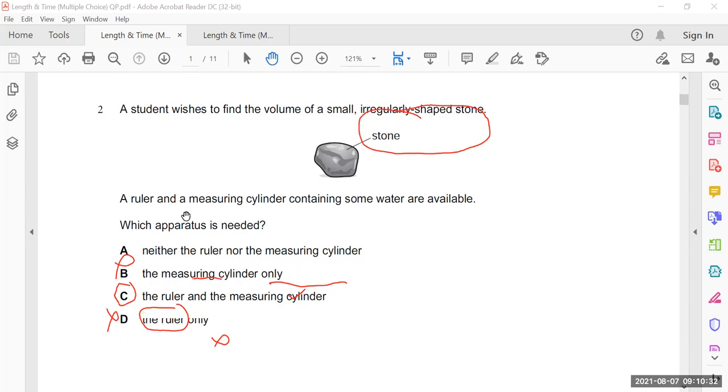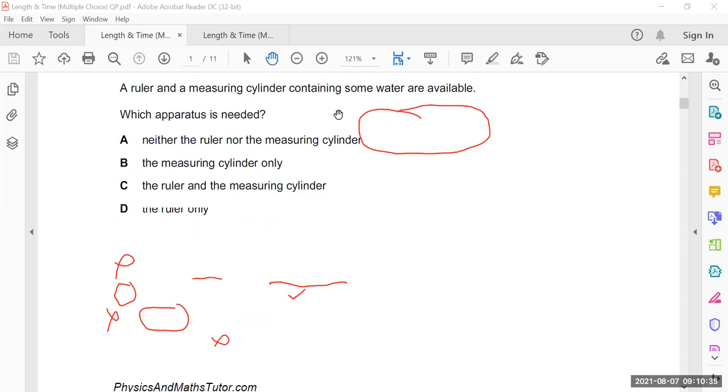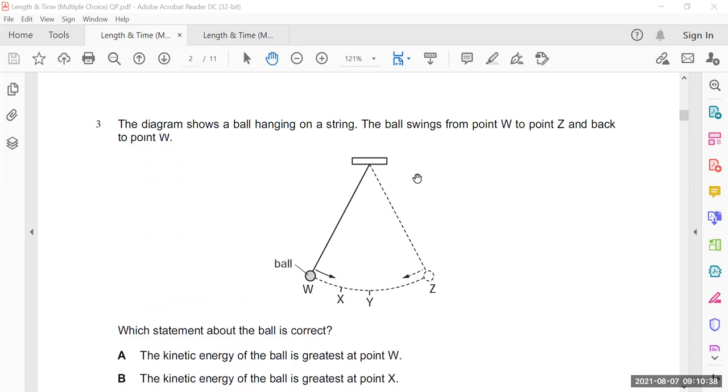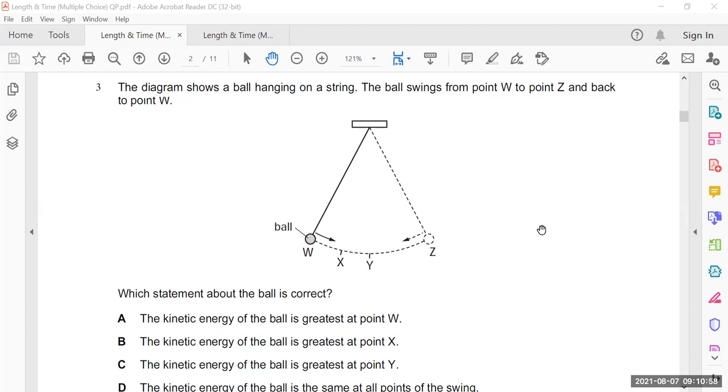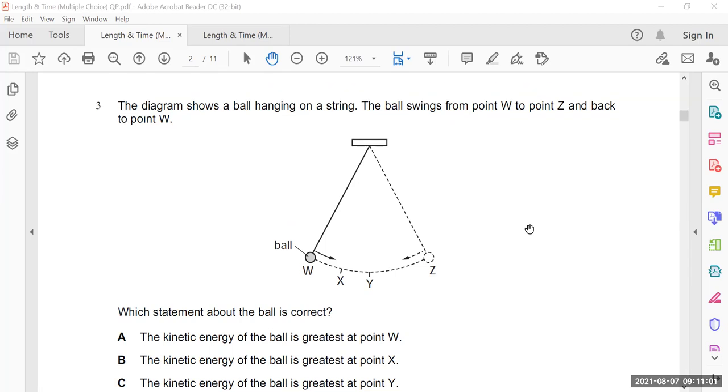Question number third, children. Go through this statement carefully, of the simple pendulum. I think I need to tell you some more facts about the simple pendulum, children. Let me explain this question number third. The options which are given in this question, we have not discussed in class lessons.